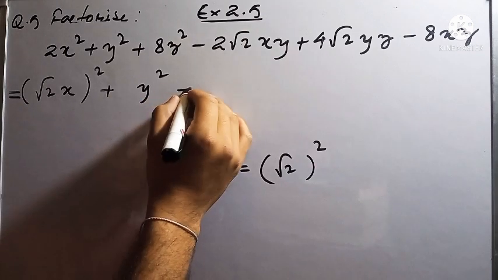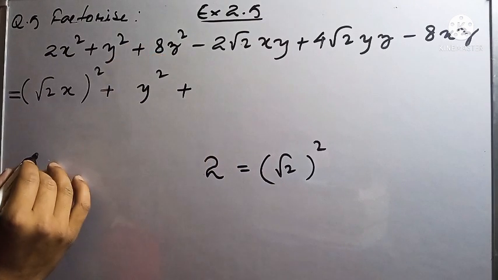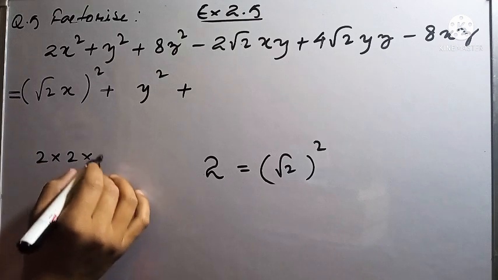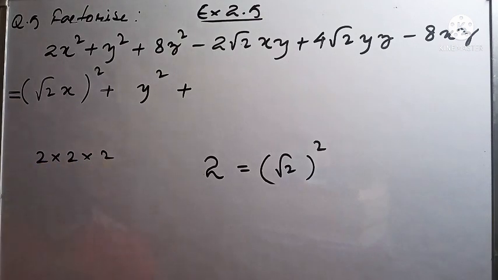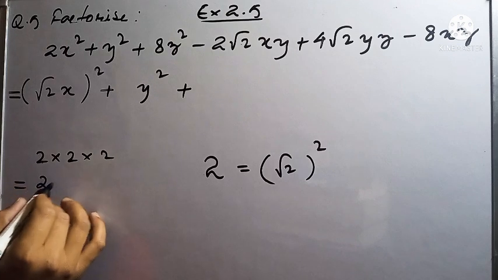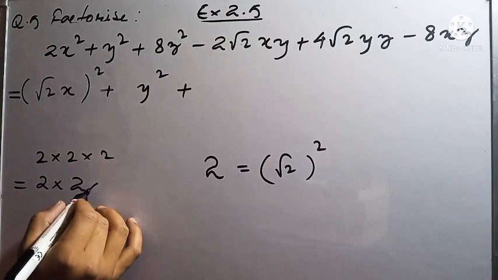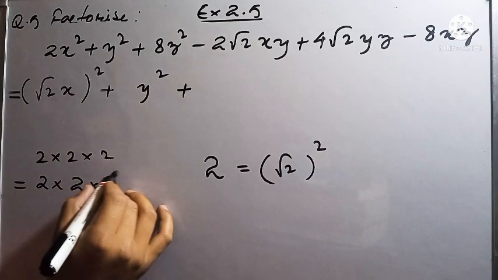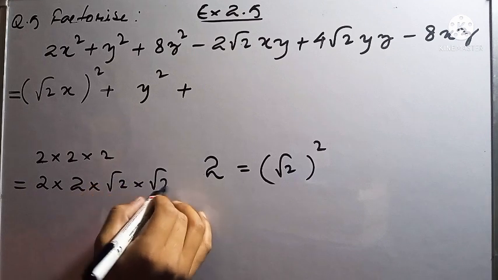Okay, and what about 8? 8 can be written as 2 into 2 into 2. 2 2 are 4, 4 2 are 8. We have here 2 how many times? 3 times, but I want to make the pair. So let me do it this way. These two let me write, these two let me write, and in place of these two, you can write root over 2 into root over 2.